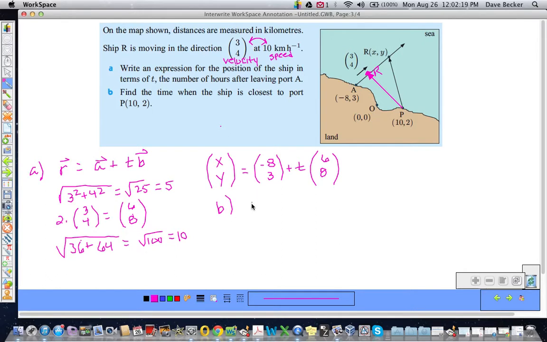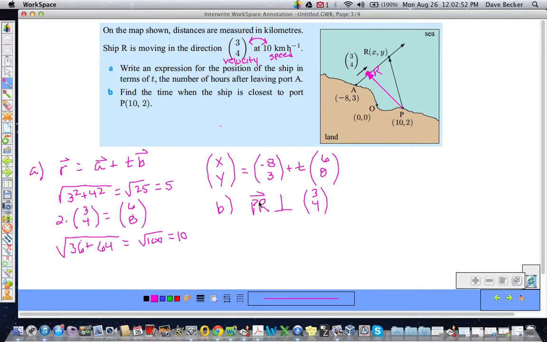So we need PR perpendicular to the directional vector 3, 4. And you might be thinking, hey, Mr. B, why don't you use 6, 8? Well, you can use either one when you're only talking about direction, because these directions are equivalent, because 6, 8 is a multiple of 3, 4. And I'd rather work with PR and with 3, 4 instead of 6, 8. The numbers are smaller. Okay.